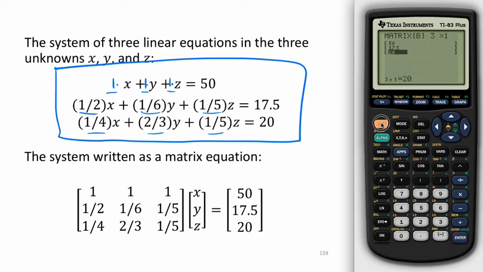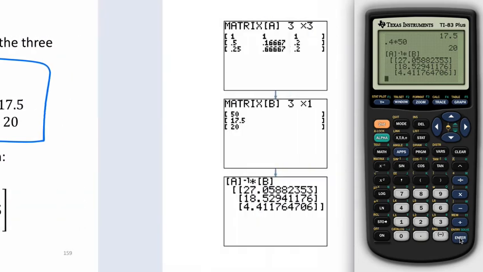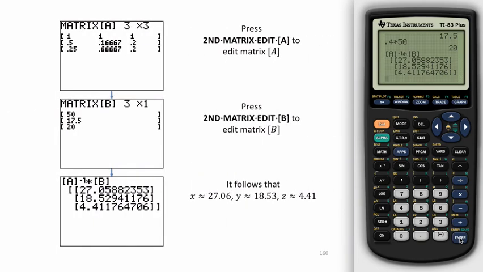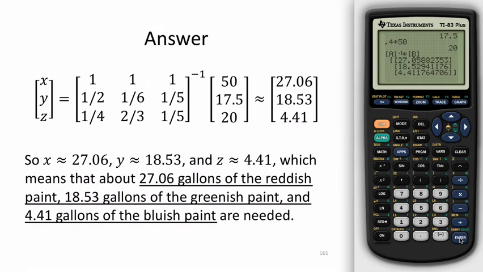There it is. And if I go ahead and apply the calculational method, A inverse, the inverse of that coefficient matrix, times B, the column vector of constants, I'll get the column vector of unknowns. And that's right here. The column vector of unknowns, x, y, z, is equal to A inverse times B, and there it is. So x is 27.06, y is 18.53, and z is 4.41.